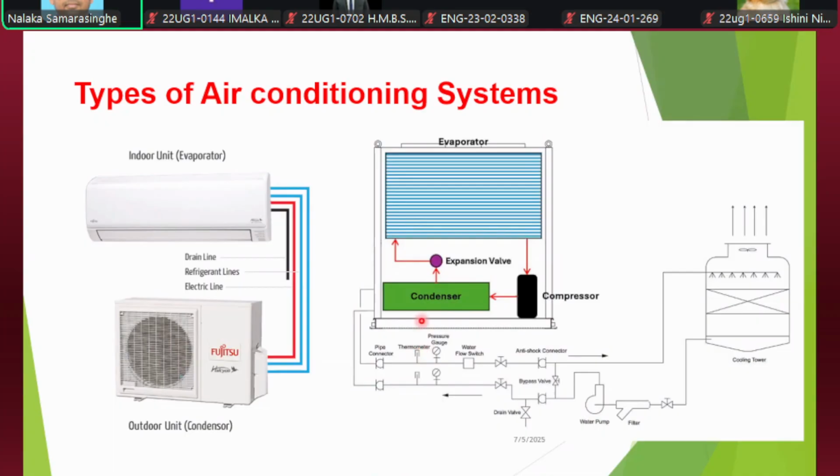And once the water goes inside the condenser, the heat from the coils will be rejected into the water that is present in the condenser. That water is again going into this cooling tower. I will explain the function of the cooling tower later. Here in the cooling tower, this hot water will be converted into cold, relatively low temperature water due to the heat rejection.